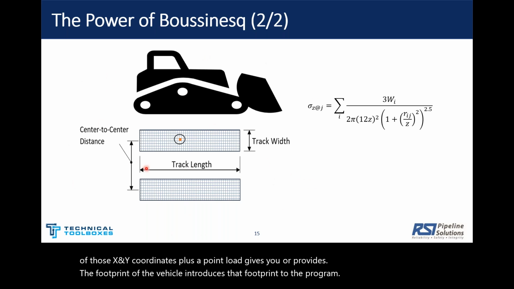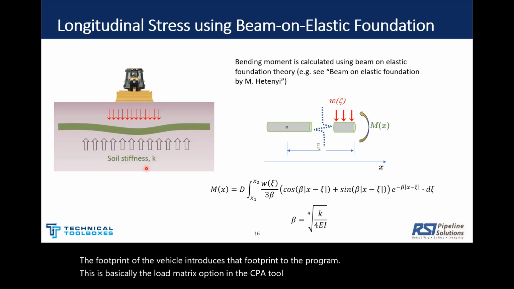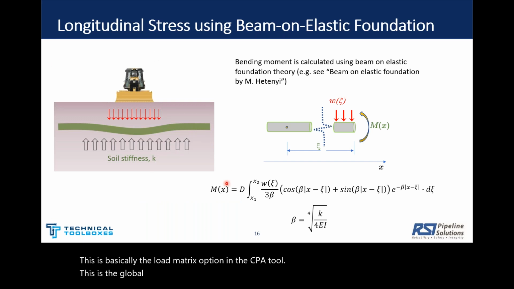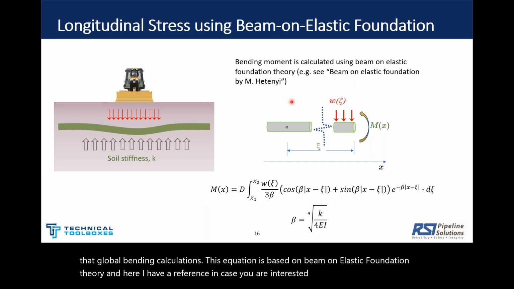This is basically the load matrix option in the CEPA tool. This is the global bending that I talked about, and here I have the equation that is used for that global bending calculations. This equation is based on beam on elastic foundation theory, and here I have a reference in case you're interested to read more about it.